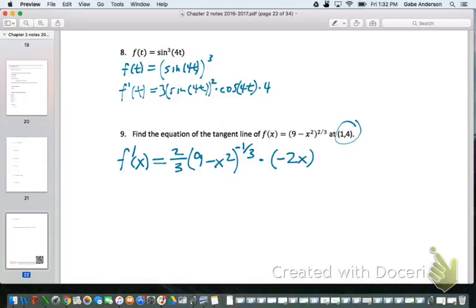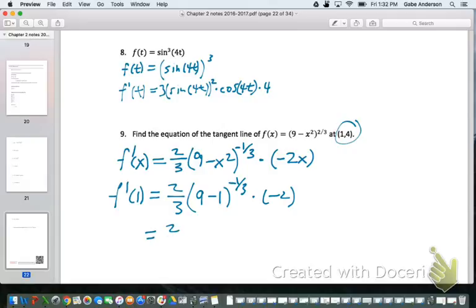So what do I do with this f prime of x? Plug in the 1. So it's f prime of 1. It's going to be 9 minus 1 to the negative 1/3 times negative 2, because negative 2 times 1 is just negative 2. 9 minus 1 is 8. Do you guys know what 8 to the negative 1/3 is? It's 1 over the cube root of 8, so it's 1/2. So times 1/2 times negative 2. What do we get? Negative 4/6, or negative 2/3 if we reduce it.